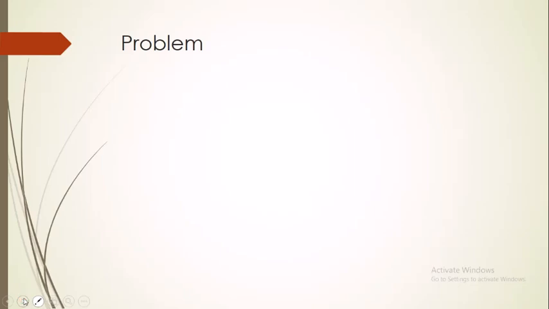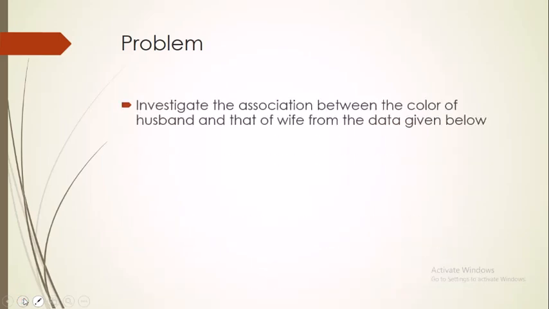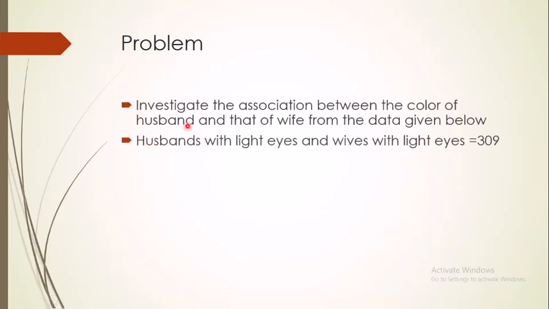Now we will move on to a problem. The problem is: investigate the association between the eye color of the husband and that of the wife from the data given below. I forgot to write the eye color, it is eye color, not just color. I'm sorry. So you are asked to investigate the association between the eye color of the husband and that of the wife from the data given below.